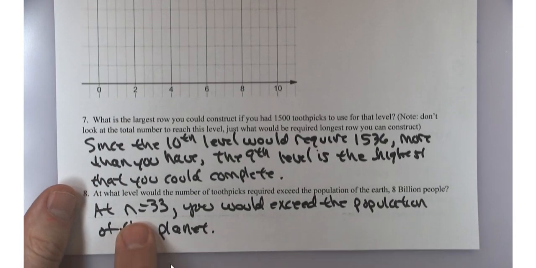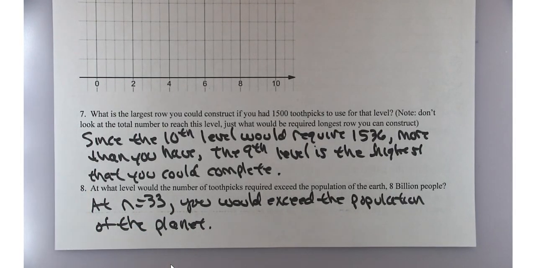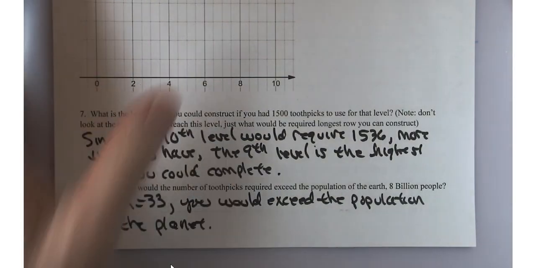And at the 33rd level, you need more toothpicks than we have people on Earth just to do that one level. So, wow. Again, exponential functions grow really, really fast.